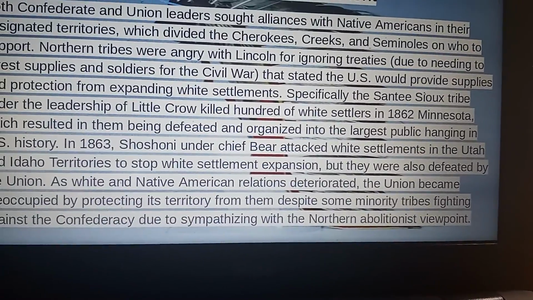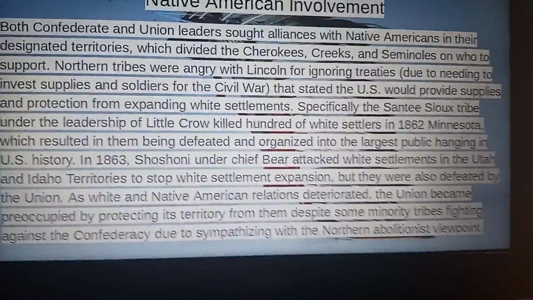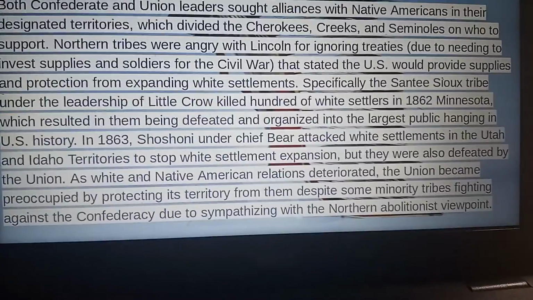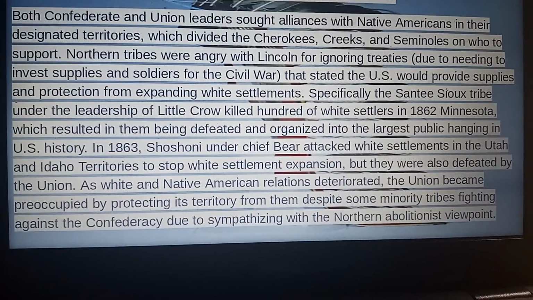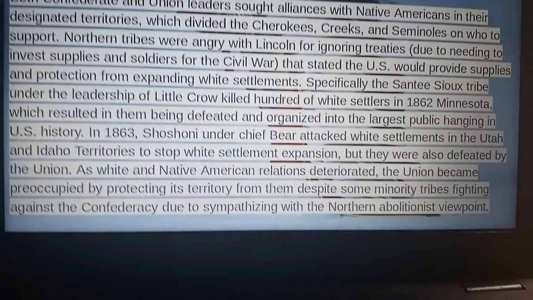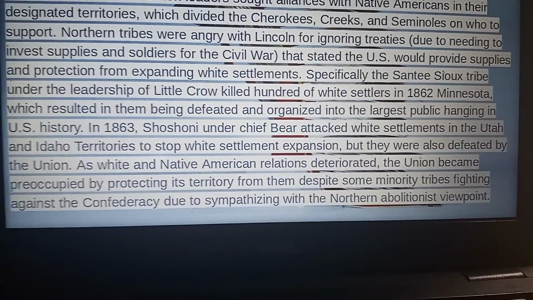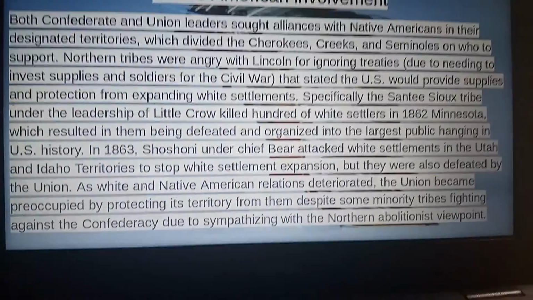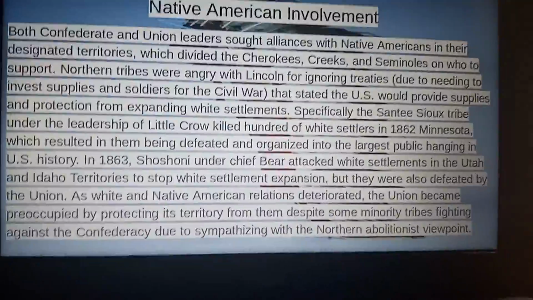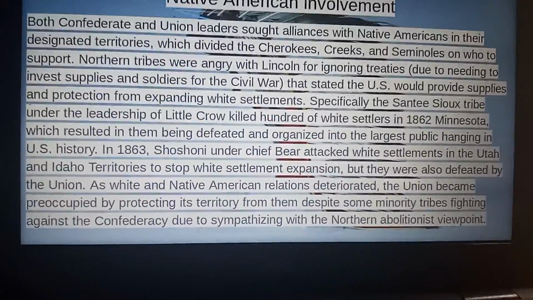Specifically, the Santee Sioux, it's pronounced Sioux, but it looks like socks. The Sioux tribe, under the leadership of Little Crow, killed hundreds of white settlers in Minnesota in 1862, which resulted in them being defeated and organized in the largest public hanging in U.S. history. Largest public hanging in U.S. history.